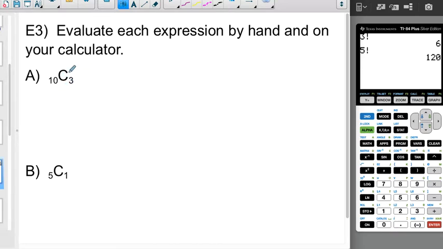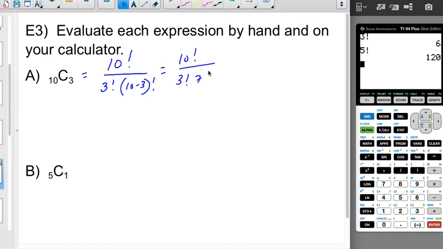So 10 choose 3 means you have 10 items and you're grabbing 3 of them, right? You have, I don't know, 10 notebooks and you get to grab 3 for the start of the new school year or whatever, right? So it's going to be 10 factorial, n factorial, over r factorial, and then 10 minus 3 factorial. So this is going to be 10 factorial over a 3 factorial and a 7 factorial. 10 times 9 times 8.